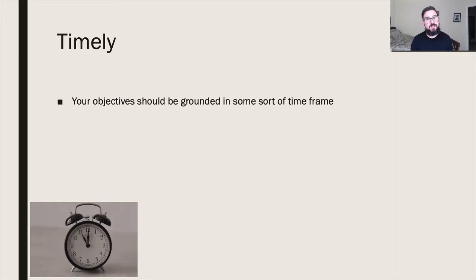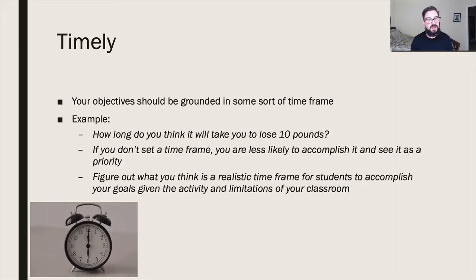Your objective should be grounded in some sort of time frame. So think about how long it will take for you to lose 10 pounds. Again, if we go back to that original example of wanting to lose weight, tell us how much weight you want to lose. What's the time frame for it? And think about what is reasonable. Again, all of these go back to that attainability element.